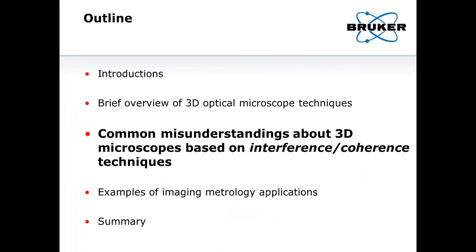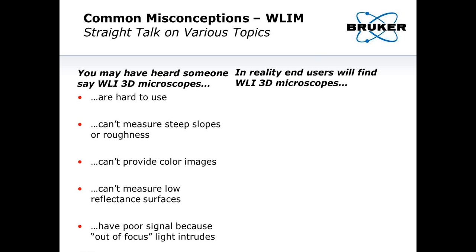So in the next section, I'm going to spend a little bit of time talking about some of the different misunderstandings that people might have about 3D microscopes that are based on coherence or coherent scanning. This is one of the key things that I think it's important to realize. I've heard a lot of different statements made about white light interference or interference-based microscopes, and this applies to all the different versions of that, not just the ones that we make here at Bruker, but other people in the world make these types of systems as well, and you will hear these arguments or discussions about those kinds of systems.